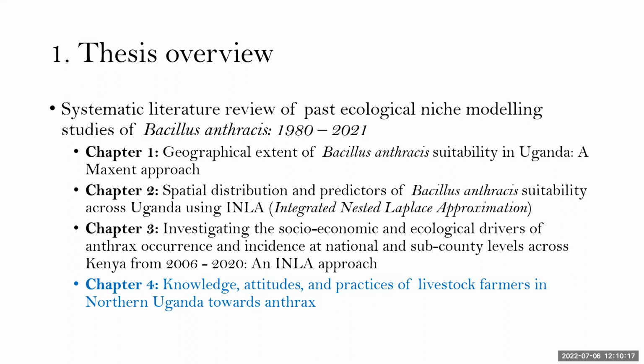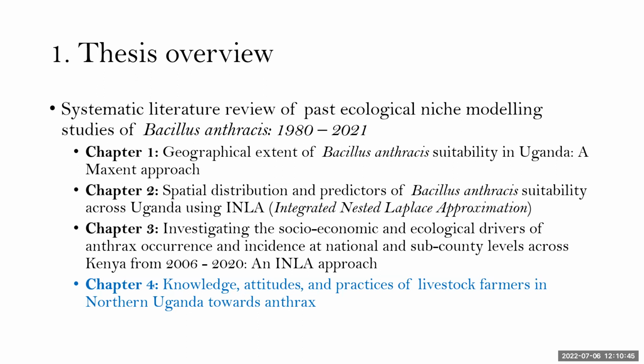And in my first result chapter, I apply a conventional algorithm called maximum entropy, Maxent, to create a model to predict the distribution of areas suitable for the occurrence of Bacillus anthracis across Uganda. In the second result chapter, I now apply the spatially explicit modeling framework using INLA to design a similar model across Uganda, but this time adjusting for spatial autocorrelation, a bias that affects the performance of models.